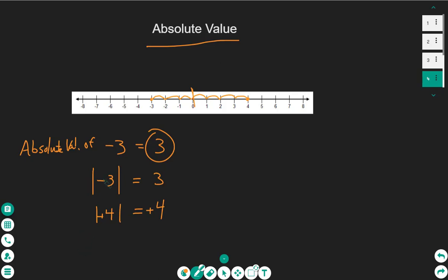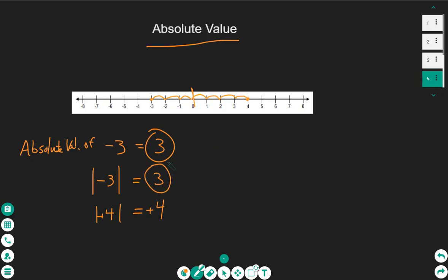Up here, when we have the absolute value of a negative number, it does give you an answer that is not negative. The absolute value will always be a positive number because you can't be negative units away from 0. You're always going to be a countable number of units away from 0. So we have to use counting numbers, which remember are the numbers 1, 2, 3, 4, etc. So here we have the absolute value of -3. It's 3 units away. The answer is 3.